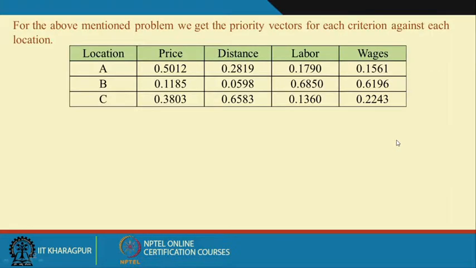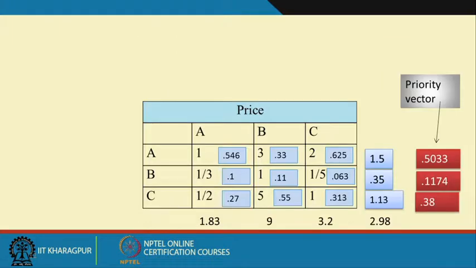Now, similarly, for individual cases we can have the priority vector for price, for distance, for labor, and for the wage. You now compare. For price, you see, this is 0.5, not 5.